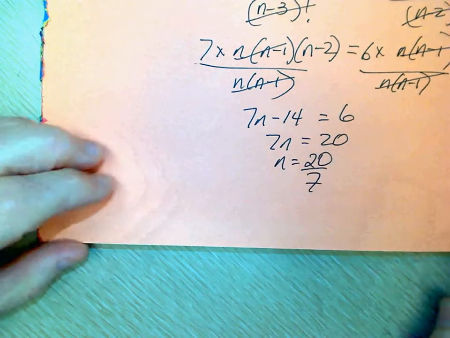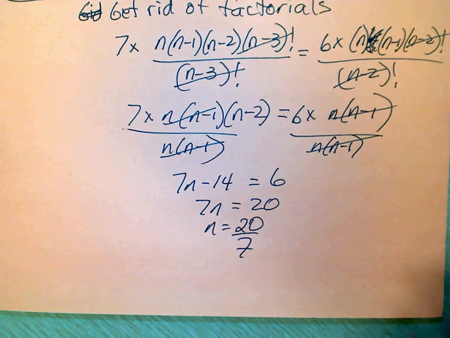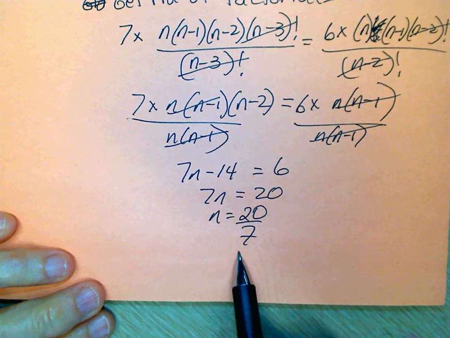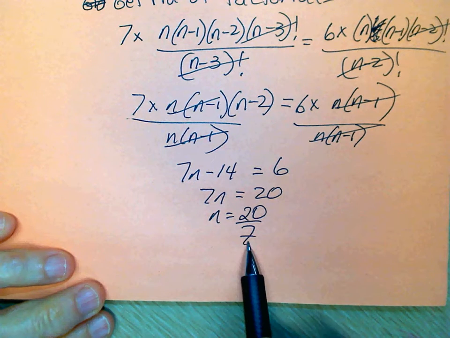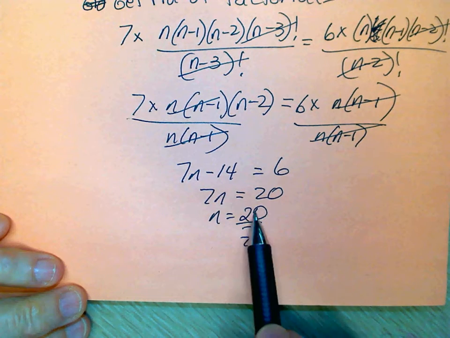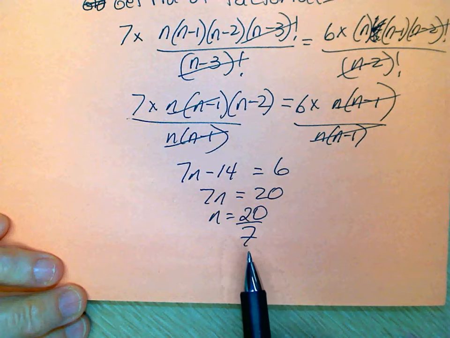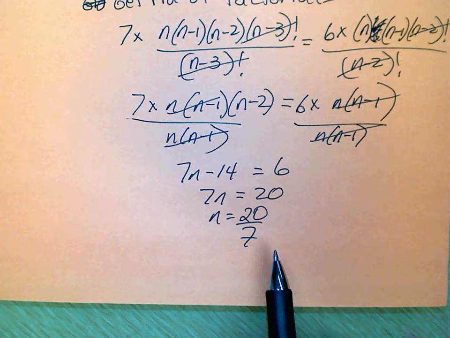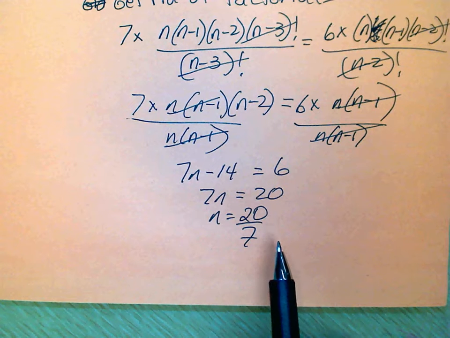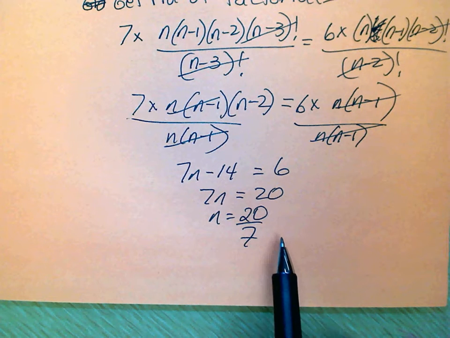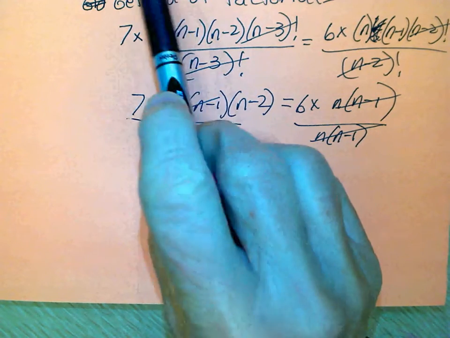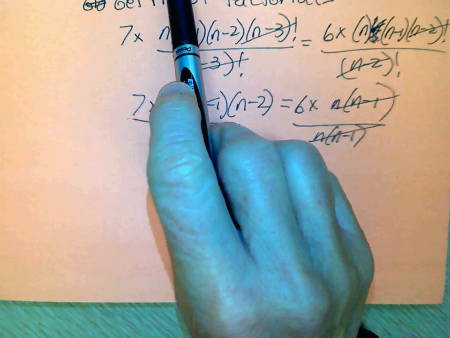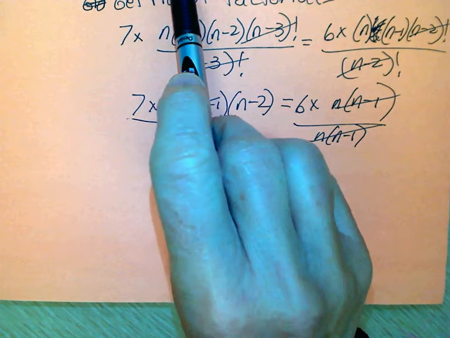Was that the answer or did I do something wrong? It must be the answer. We can't have 20 over 7 factorial. It must be wrong. The answer's 20? Okay, let's go. 7 times, did I write the question down wrong? 7 times n factorial.